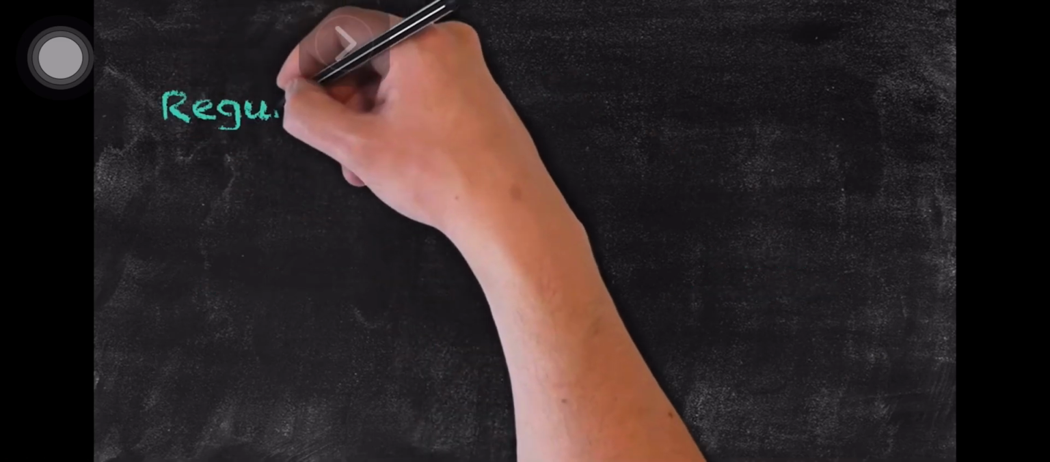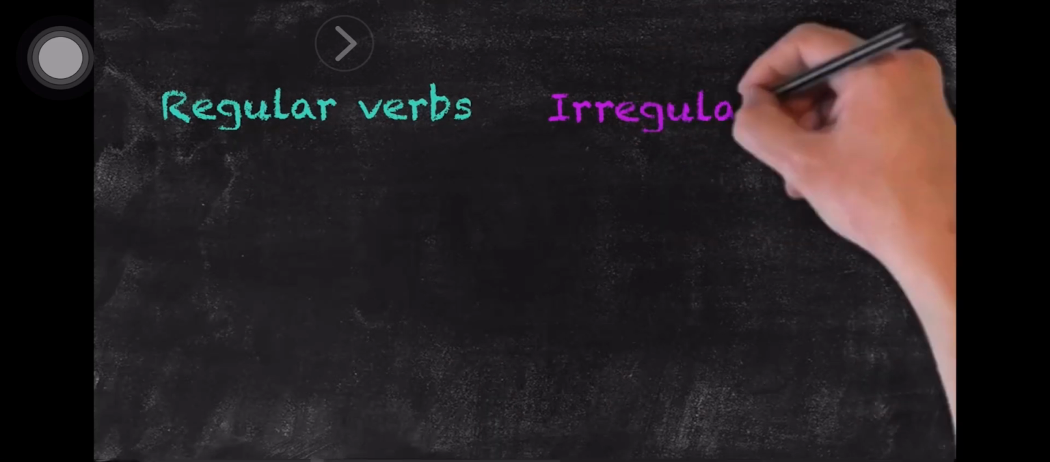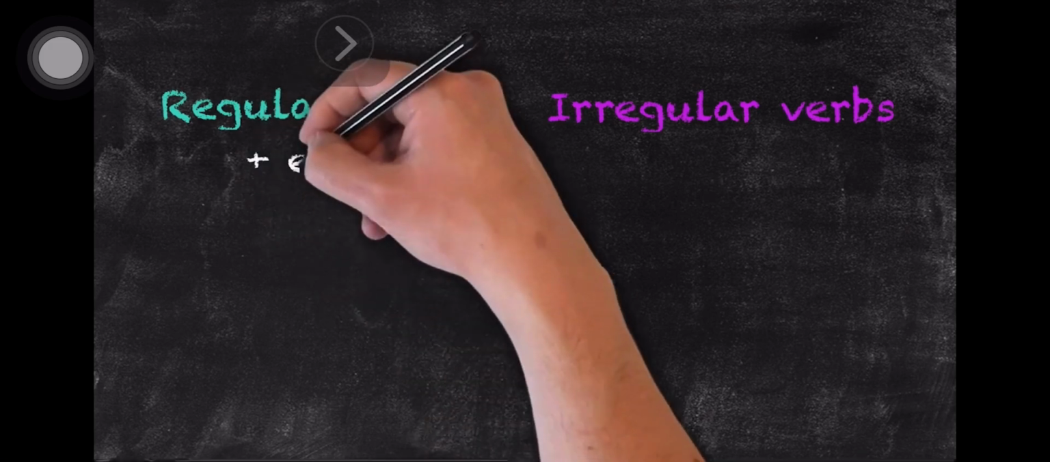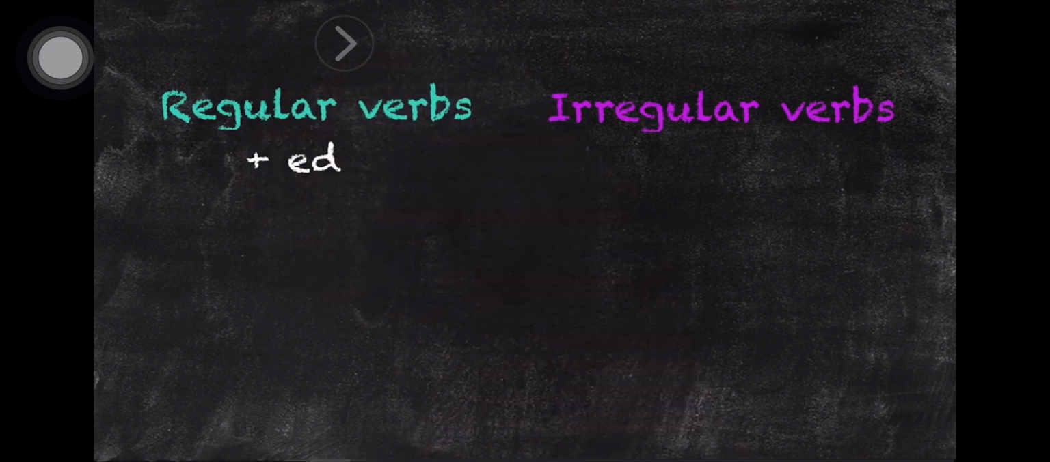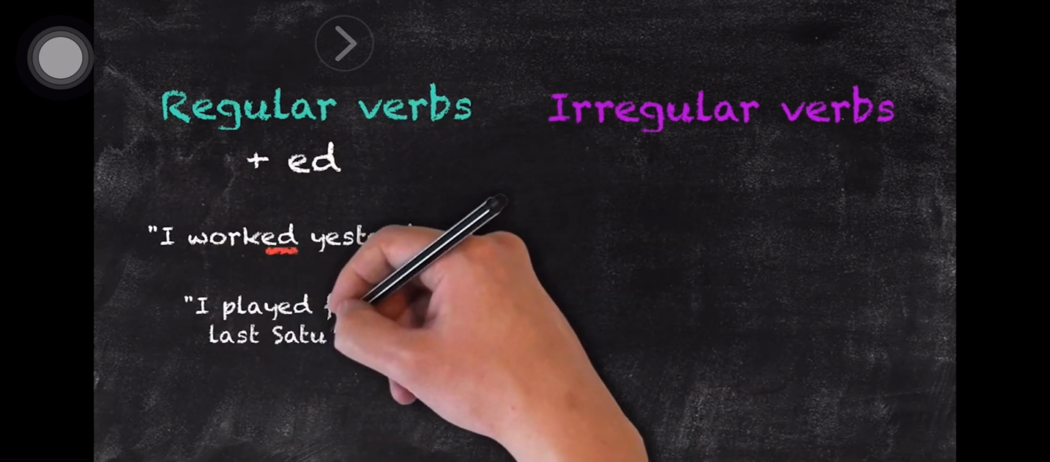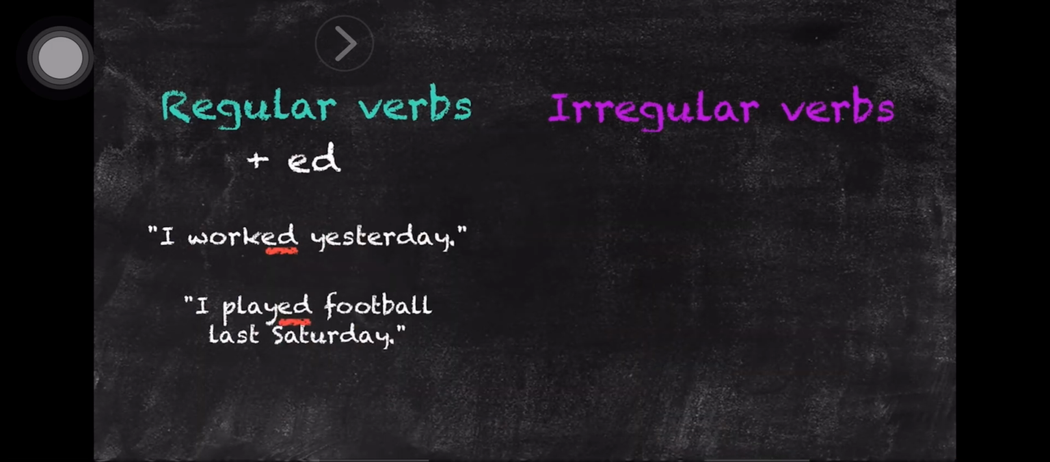Another difference with our verbs has to do with whether or not the verb is regular or irregular. With the regular verbs, in order to conjugate the verb into the past, we simply add ed. We need not do anything more. I worked yesterday. I played football last Saturday. It's always the ed form.